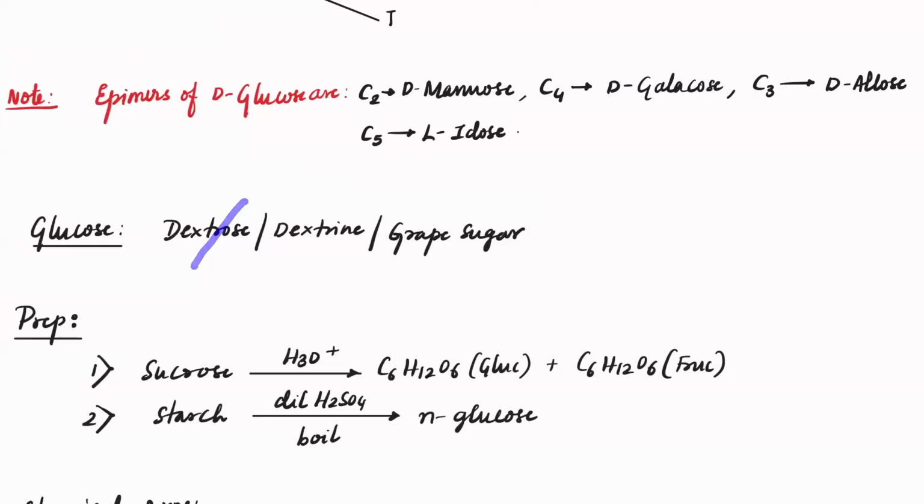Glucose has multiple names. Industry wise, depending on where exactly it is used, we name it differently. Dextrose is one such name. Dextrin is most used in the pharmaceutical industry, and in food and beverages it is used as grape sugar. These are the names that are being used.